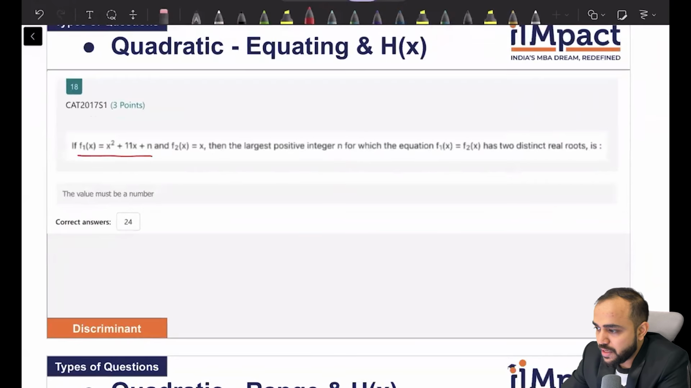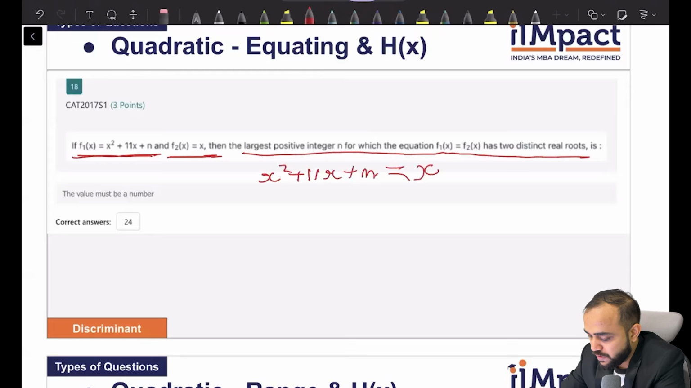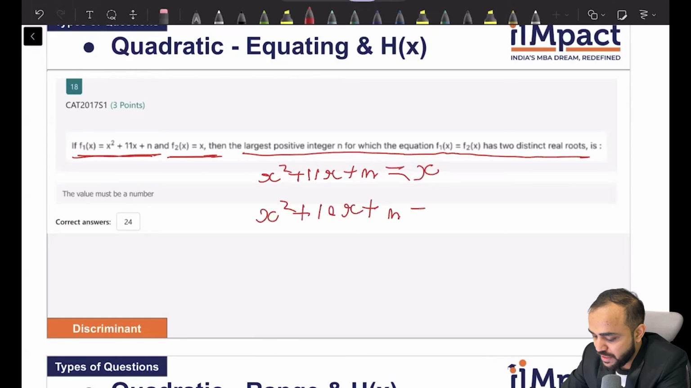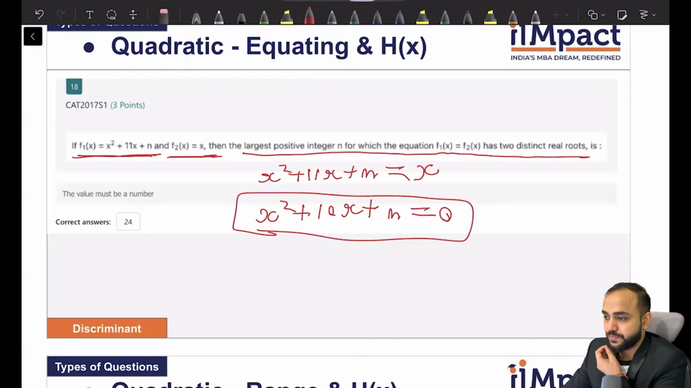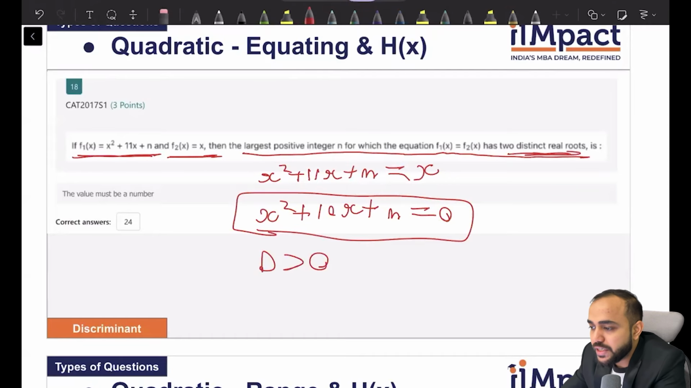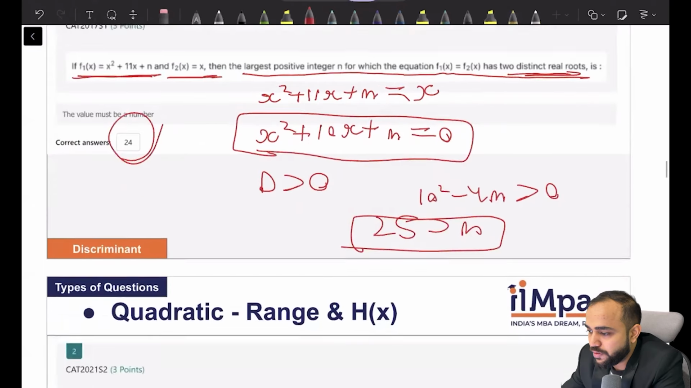f of x is x square plus 11x plus n. f of f of 2x is x. x square plus 11x plus n is equal to x. The largest positive integer n for which the equation has two distinct real roots. So what will you do? You will equate these two. You will get x square plus 10x plus n is equal to 0. And for this quadratic, what do you want your discriminant to do? You want your discriminant to be greater than 0, because you want two distinct real roots. So 10 square minus 4n is greater than 0, or n is less than 25. So what is the answer? n is equal to 24.